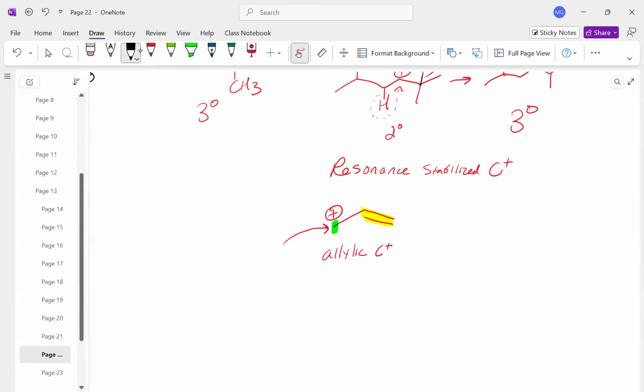Now that allylic carbocation is resonance stabilized. So I can move those pi electrons over, and now the plus charge is on a different carbon. So this is about as stable. Some would argue maybe a little less stable, but for all intents and purposes, these are about as stable as a normal secondary carbocation that's not resonance stabilized.